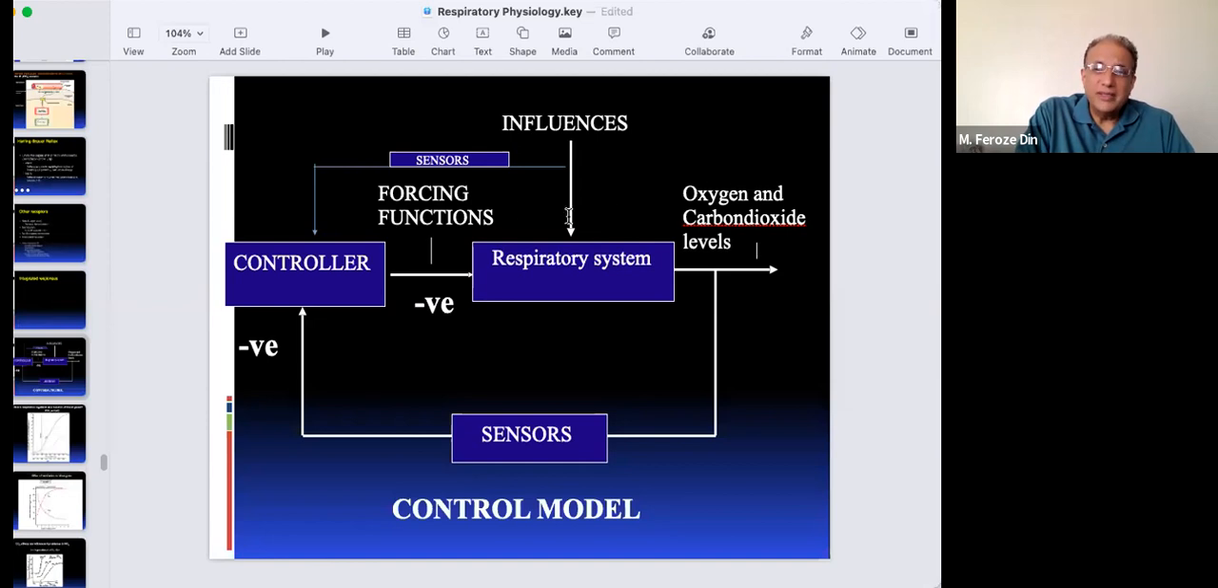How does the thought of exercise increase the rate of respiration? I think I've mentioned this severally now, but this input from the motor cortex to the respiratory center. So when we think about exercise, there are neurons which actually tell the respiratory center that exercise may start.